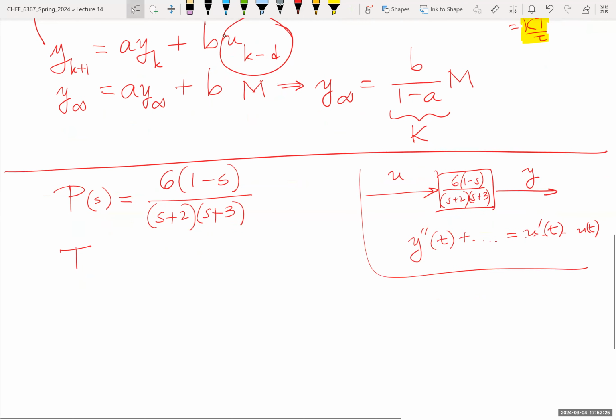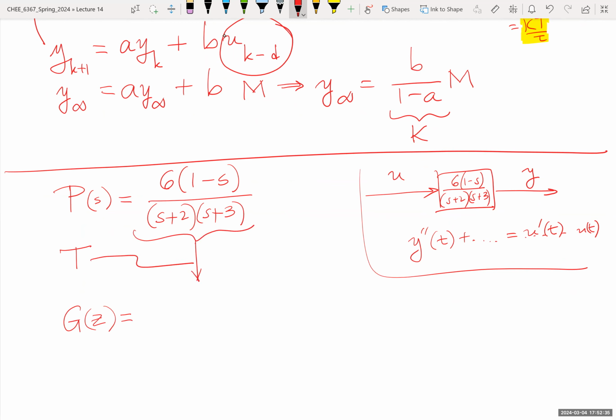So I need to find a corresponding transfer function G of Z, which is going to be the counterpart of this P of S for this corresponding sampling period T. How am I going to do that? How am I going to find G of Z? Well, we have the formulas in equations 31 and 32 in the notes. So let's apply these formulas.